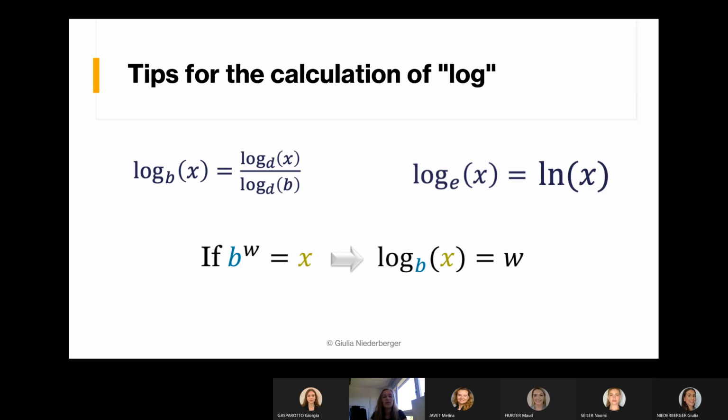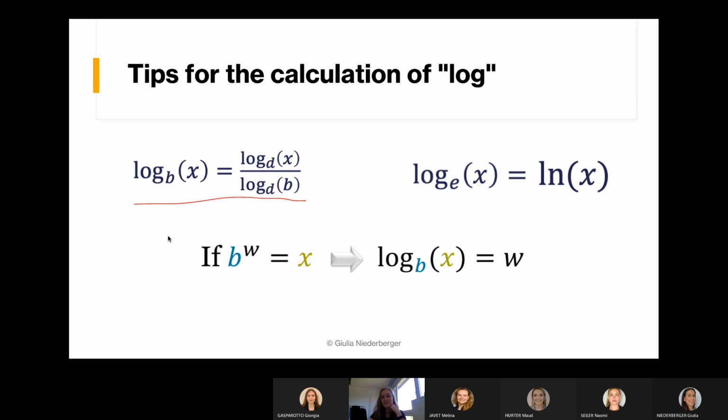Then tips for the calculation of the logarithm. With the calculators we are allowed to use, you cannot put in the base that you are using. So you have to calculate it the way you see it right here.